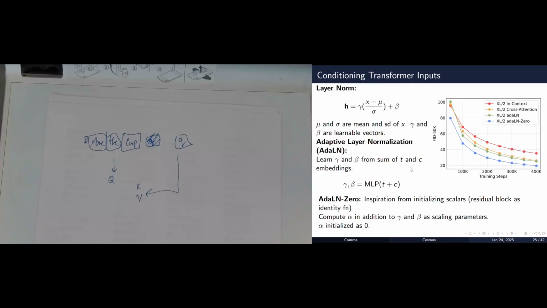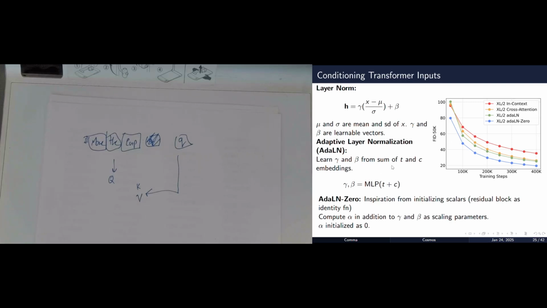Anyway, as a review, layer norm. We have our input X. Think of X as a single image frame. What we're going to do is normalize it: we find the mean of X divided by the standard deviation. And on top of that, we have two learnable parameters, gamma and beta.